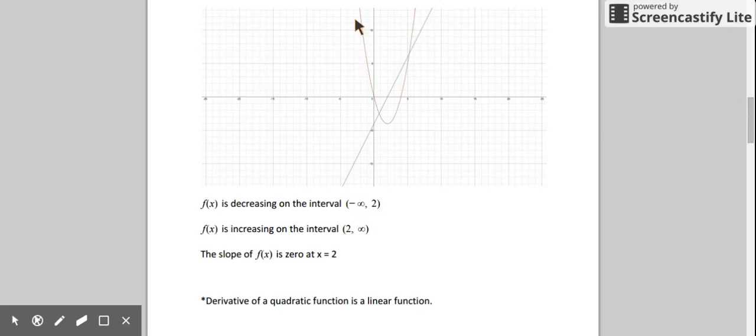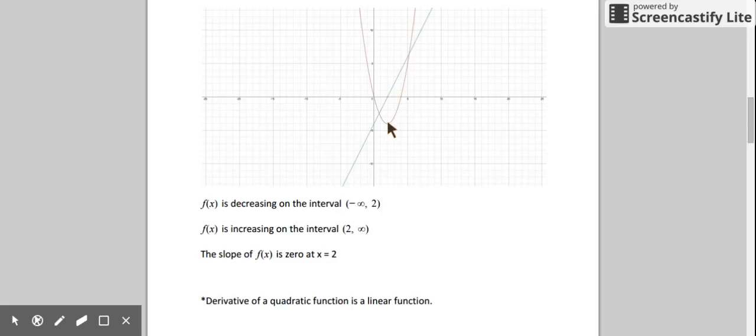So when the quadratic here on the left is decreasing on this interval, take a look at the values of the linear function here. When f of x is decreasing on that interval up to 2, my slope values are negative. The outputs of this linear function are negative. So when a function is decreasing, its derivative is negative. That makes sense.